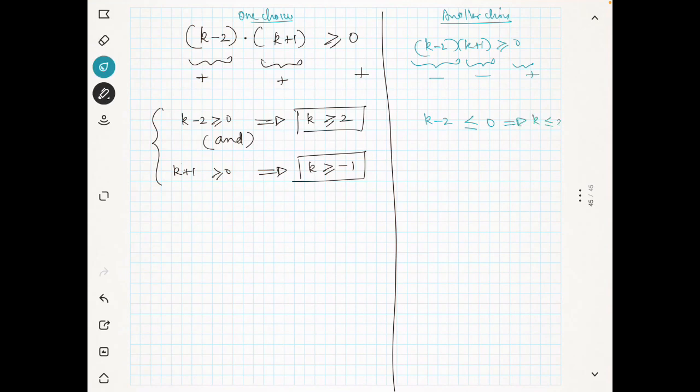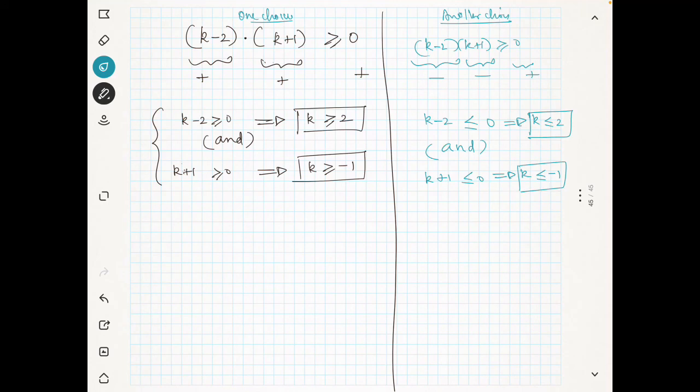This is very, very important. Both should satisfy simultaneously, otherwise the condition will not be satisfied. Next, k plus 1 should be less than or equal to 0. That means k should be less than or equal to minus 1. Okay, so we have these conditions.